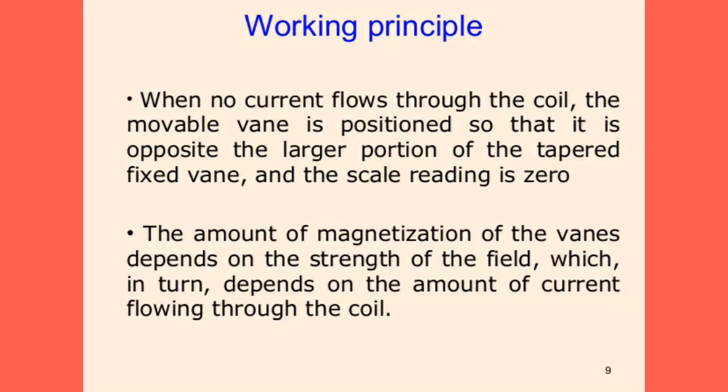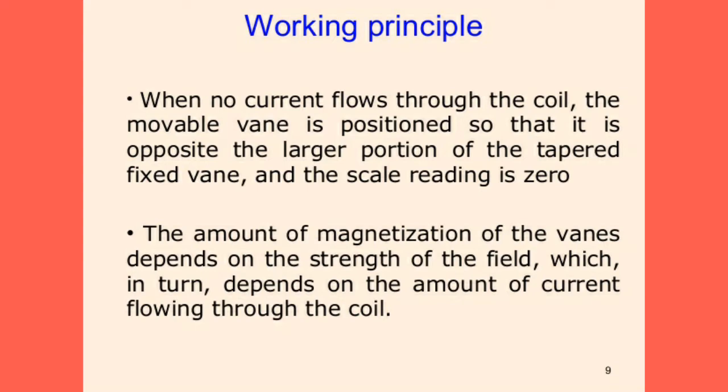Where the magnetic field is maximum, in that place the iron vane will be attracted. The vane passing through the coil experiences a force caused by the electromagnet. This force increases the coil inductance. This happens because inductance and reluctance are inversely proportional to each other.